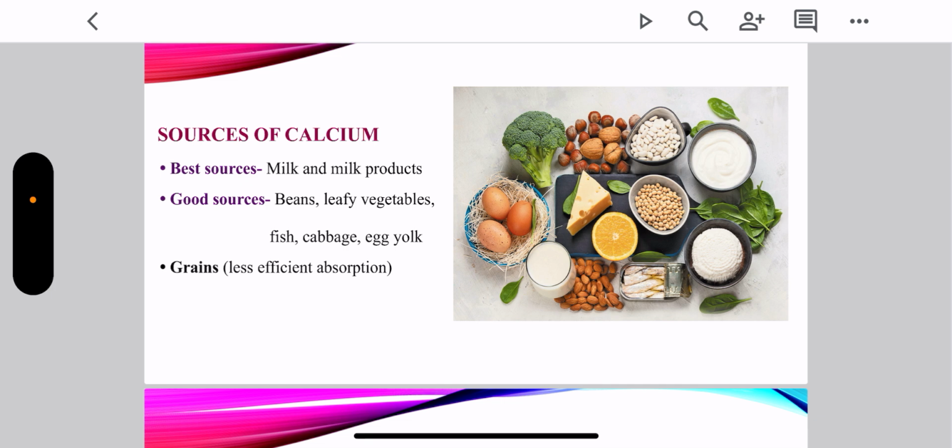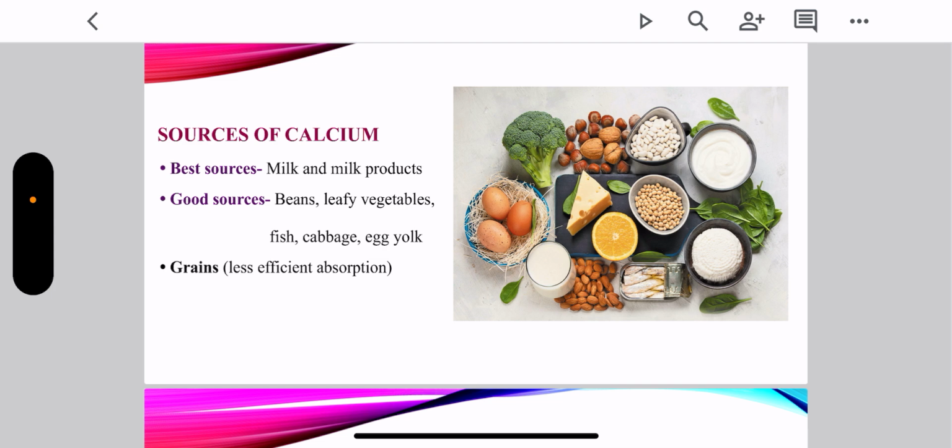Here is about the sources of calcium. From where do we get calcium? The best source of calcium is milk and its products. What are milk products? Like yogurt, buttermilk, paneer. These are the best sources of calcium.